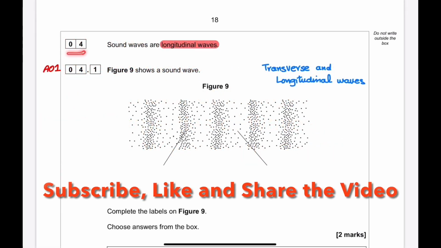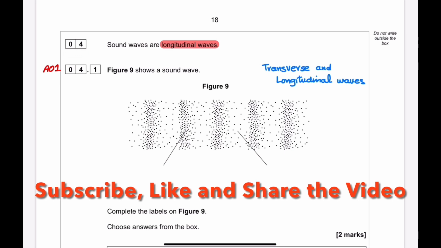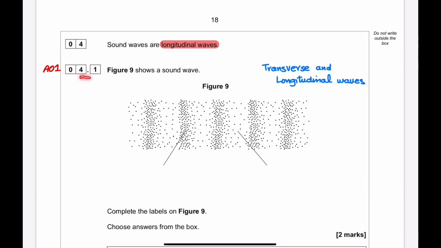Question number 4. Sound waves are longitudinal waves. 4.1 is an AO1 question, and this question is from the topic of transverse and longitudinal waves. Figure number 9 shows a sound wave which is given here. Complete the labels on figure number 9. Choose the answer from the box.